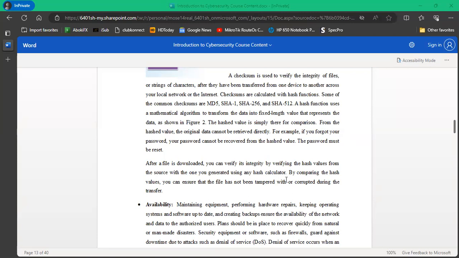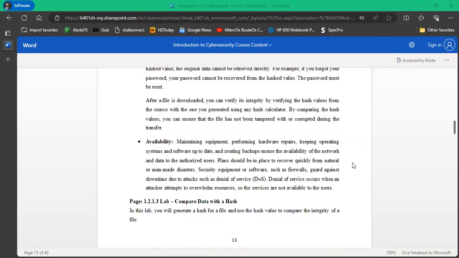from the source with the one we generate using any hash calculator. So if we make use of the checksum while downloading the Burp Suite, after we download it, we upload the file, and the checksum will compare it with the original source and the one we uploaded to check if there is any alteration in it. And if there is, it will alert us, then we know that the file is not safe to use.